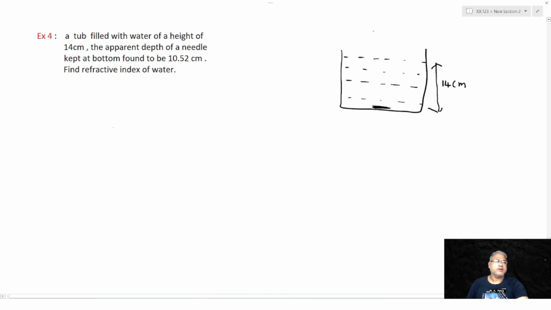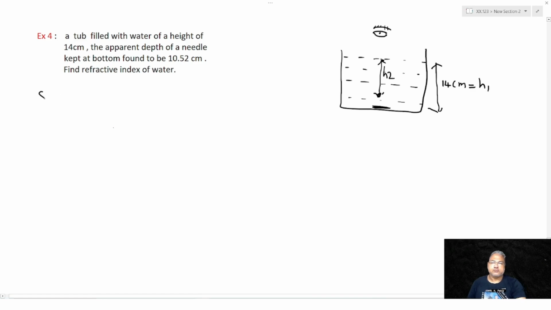But when somebody is observing from the top, he finds that the depth of the needle is 10.52 centimeter. So that is the apparent depth. Apparent depth is H2. This is H1, and the apparent depth is H2. So the needle was found to be here.